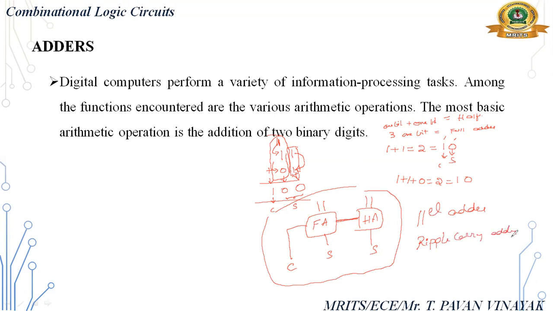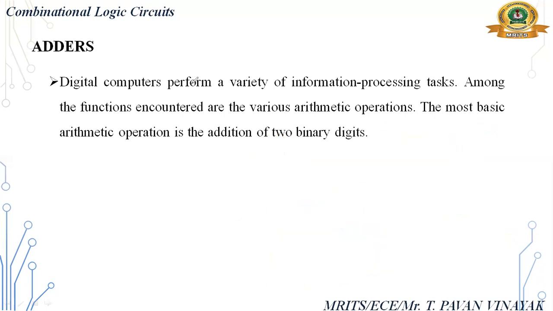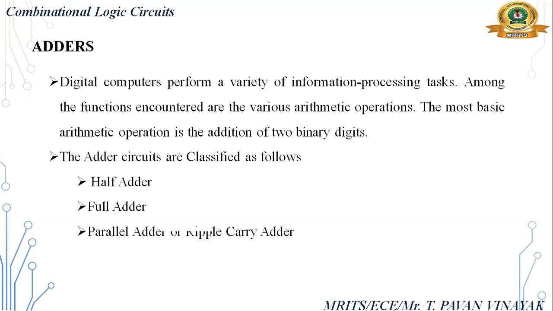Why ripple carry? Because the first output carry is given to the second one. Like this carry, if you have 3 bits here, we get another adder here and this carry is given to here. If you have 4 bits, we have 4 adders, and this carry is given to here, like this. So we call it a ripple carry adder. Adders are classified into three types: half adder, full adder, parallel adder or ripple carry adder.